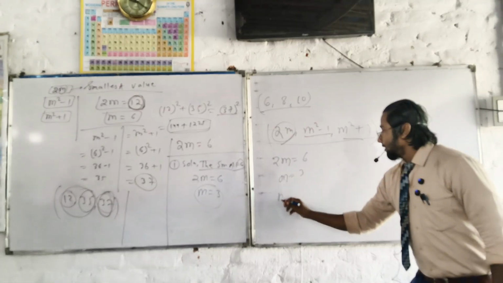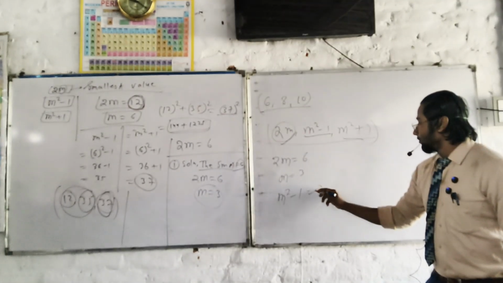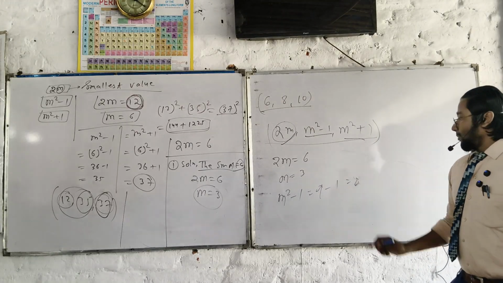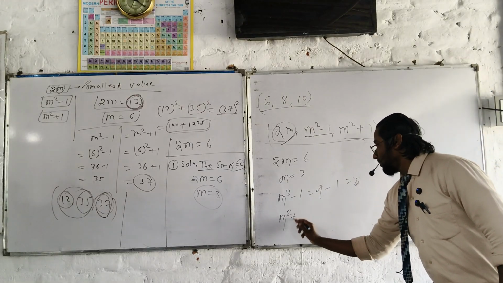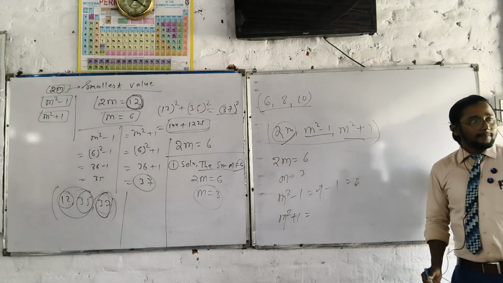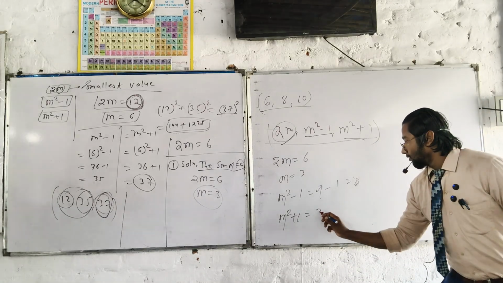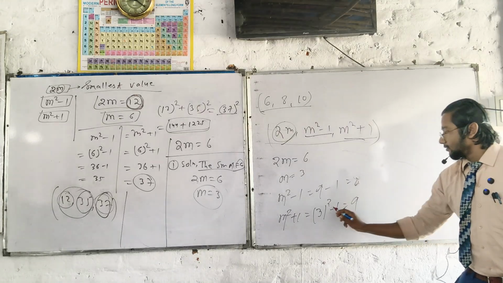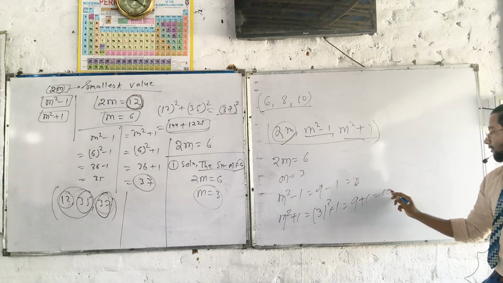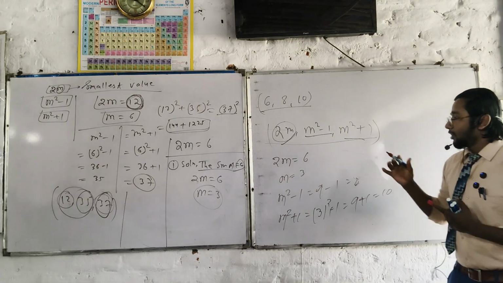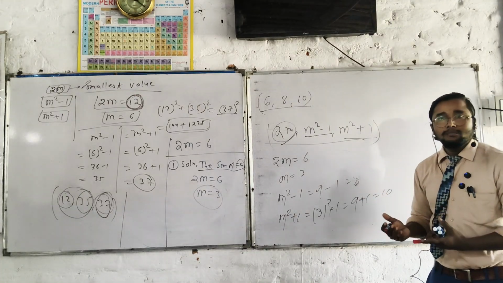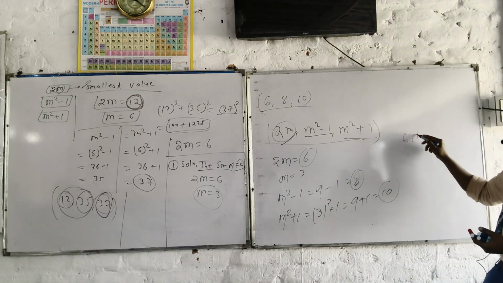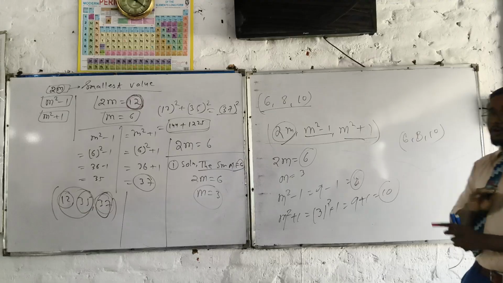Then you will write m square minus 1, 3 square is 9, minus 1, you will get 8. Let me write it the proper way. And after that, m square plus 1. 3 square is 9, plus 1, you will get 10. Yes? So we got the Pythagorean triplet here. What are the numbers? Numbers are 6, 8, and 10. I hope you see that.